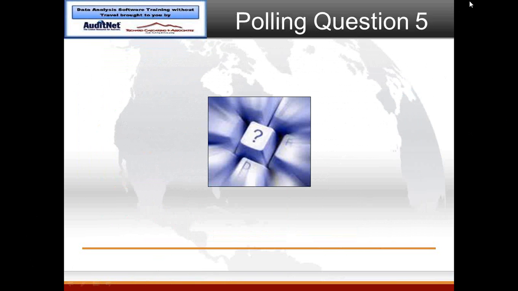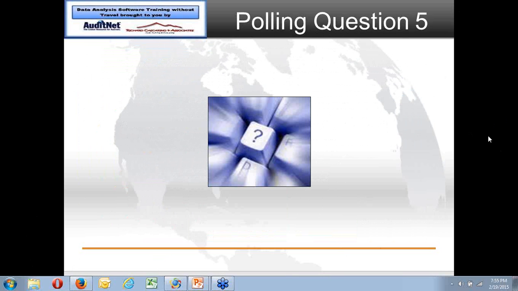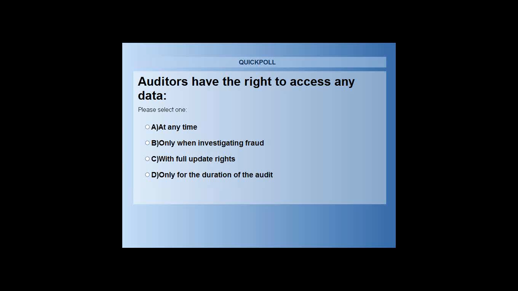And that brings us to our next polling question. Polling question number 5 says, auditors have the right of access to any data at any time, only when investigating fraud, only with full update rights, or only for the duration of the audit. And I'll leave you to think about that.